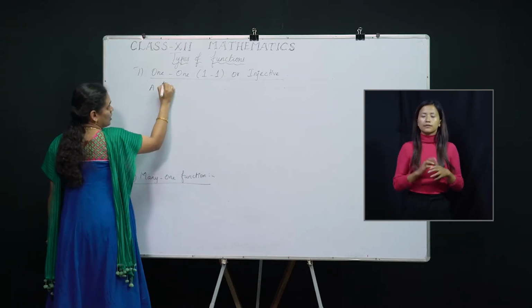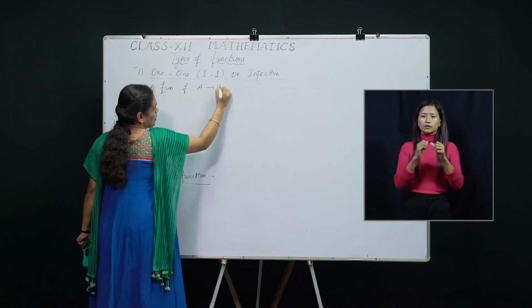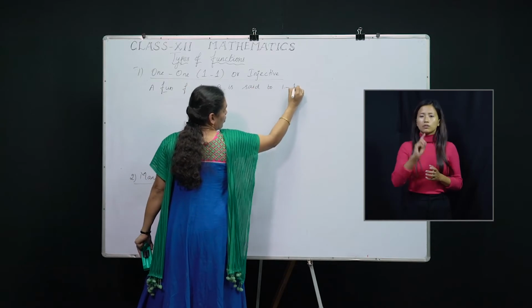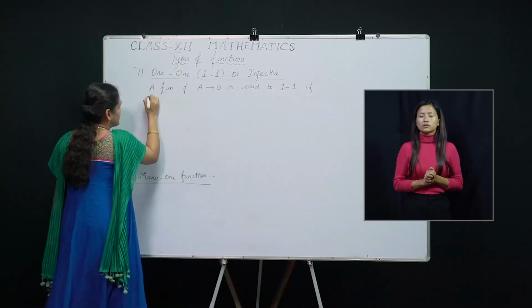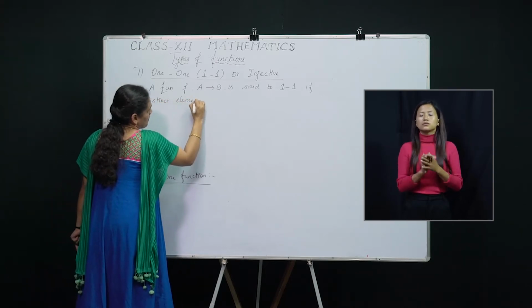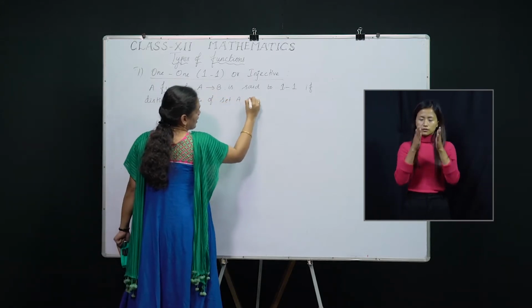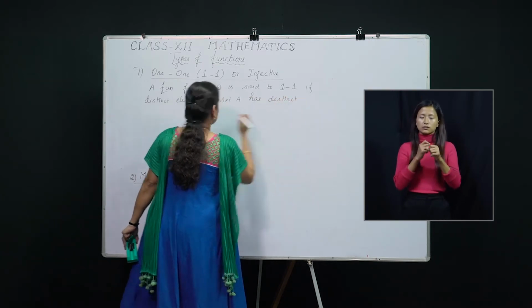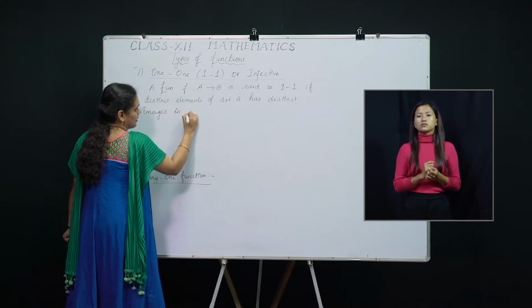A function f from A to B is said to be 1 to 1 if distinct elements of set A have distinct images in set B.